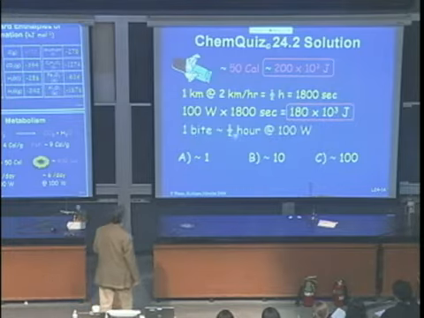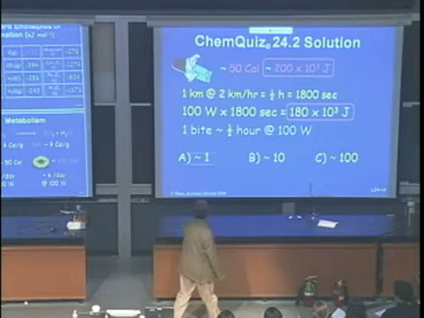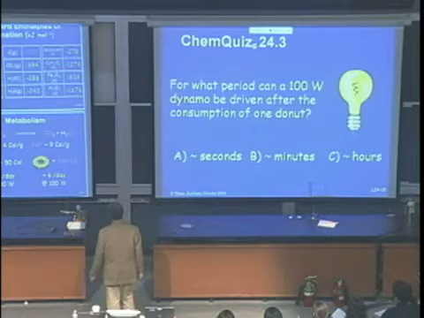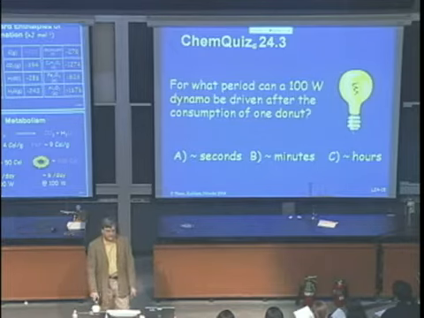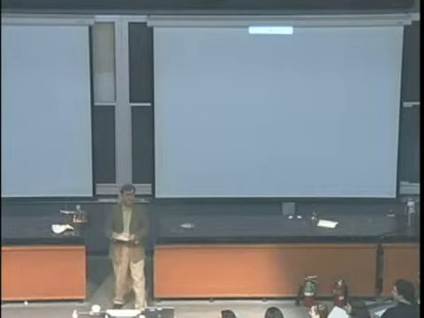And one bite is about half an hour at 100 watts, so slow walking, very slow walking. And this was the answer. Now, I need a volunteer, please, because I have a question, and I need a hungry volunteer, hungry and strong. Come on down. You get a donut from me.